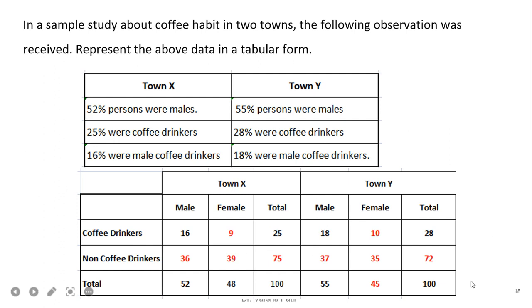The same is applied for town Y. So you try this example and just put in the values that you know, and the last is the total of 100, and based on that you calculate the answer.